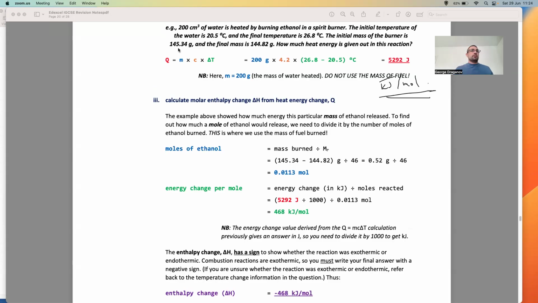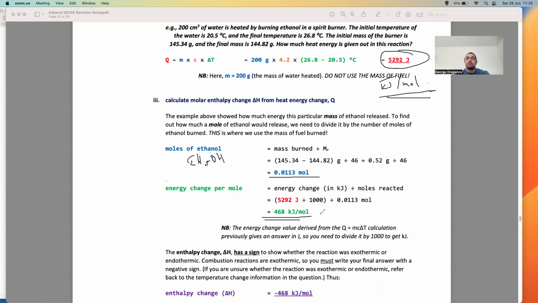The initial mass was 145. Then after you've burnt it, the mass decreased because it was burnt and it formed this much. So now you can actually use that mass and make a difference because that will be your mass of fuel. Then what you do is you find its moles because we have to divide by moles. So we need the moles of something. So we do mass over Mr. Ethanol, C2H5OH, happens to add up to 46. So it's 12 times 2 plus 6 times 1 plus 16, and it is 46. So we get this for the moles. Now to get into kilojoules per mole, we take this number, we divide it by 1,000 first to get it to kilojoules, and then we divide it by moles, and that will give us an answer in kilojoules per mole.